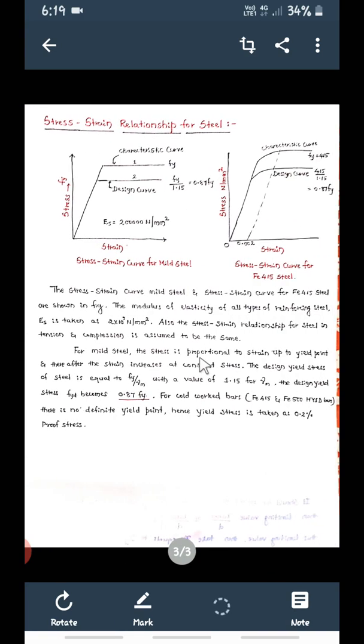Similarly, if you draw the stress strain curve for the steel bars, there are two types of steels. One is this stress strain curve for mild steel. Mild steel means plain bars. Then this is the stress strain curve for HYSD bars, that is Fe415 steel. There are two types in this: Fe415 grade steel and Fe500 grade steel. So see, if you draw the stress strain curve, strain in steel, stress in steel, this is the stress strain curve for steel bars.